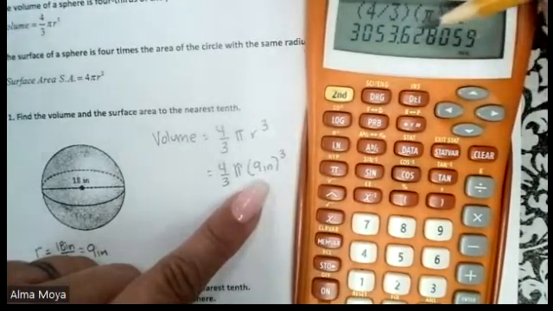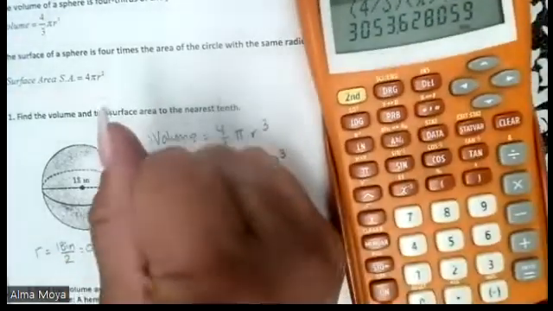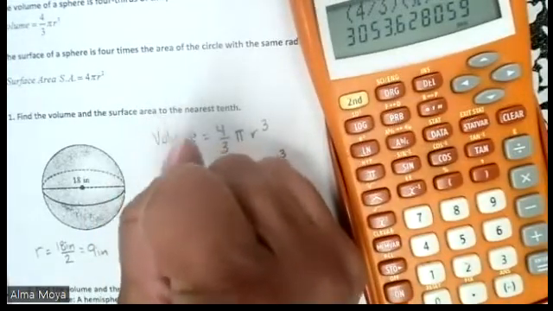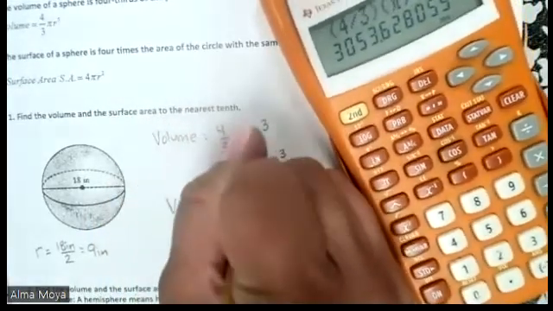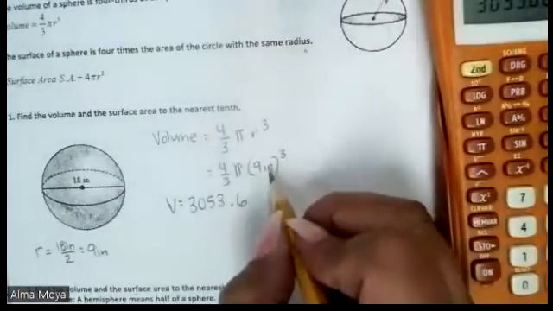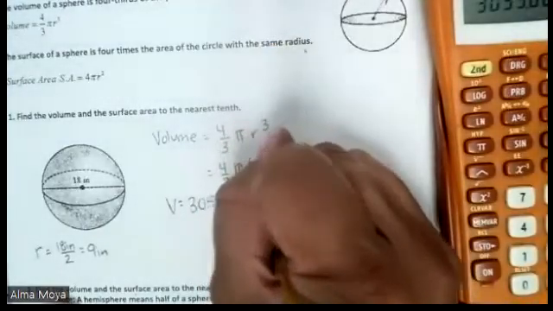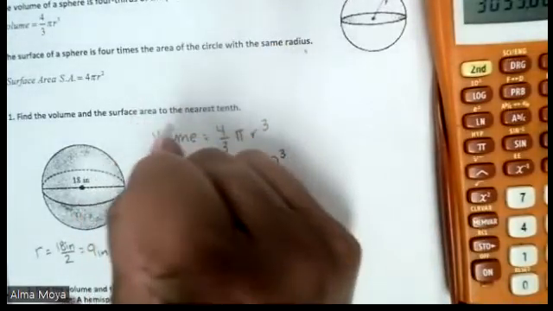So it's 0.62, so that's just going to be a 0.6. So the volume here is going to be 3,053.6, and then that's inches cubed. Volume is always cubed.